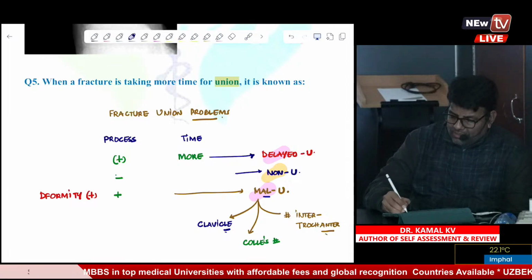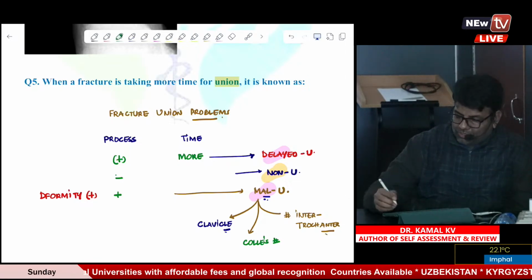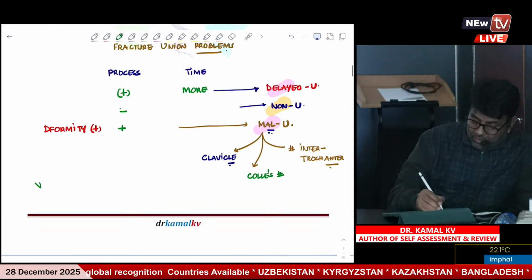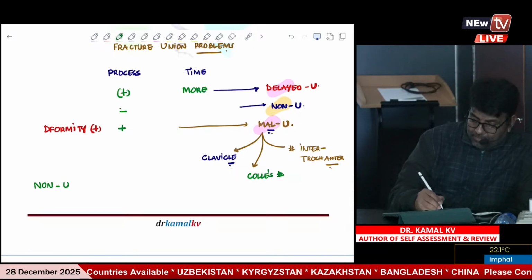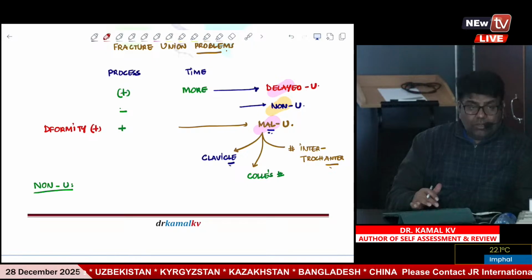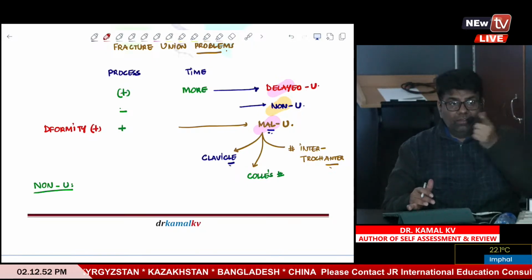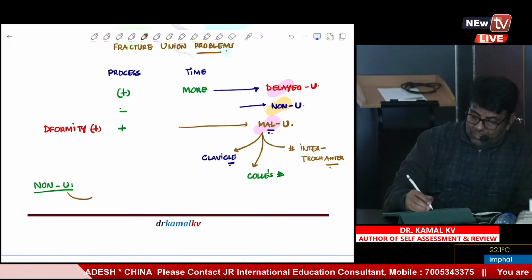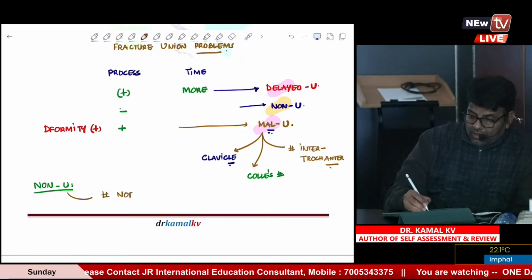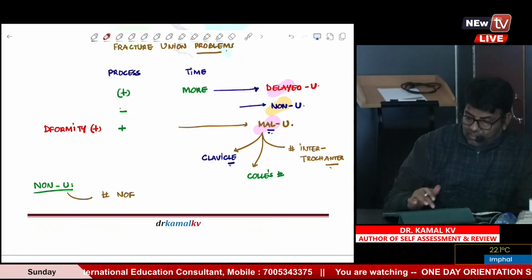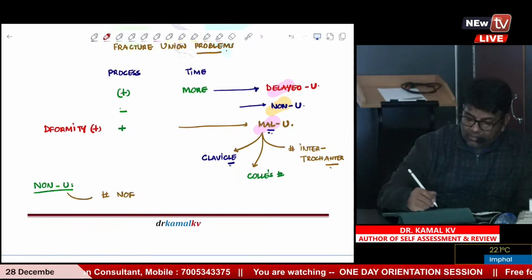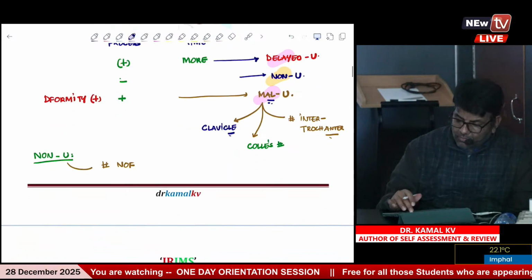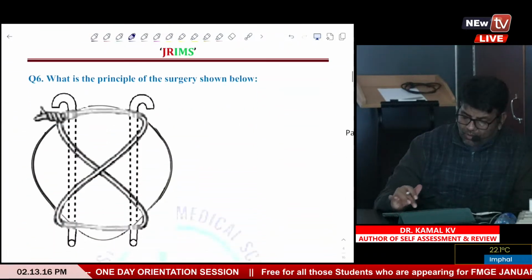So malunion means the bone has joined but in a wrong position. Now can you tell me any two examples where a fracture has a high possibility of going into non-union? And now this is very important, because whenever you see such a case, it should be in your mind that this fracture can complicate into non-union. So one is fracture neck of femur. Okay, that is very important. It can go into non-union. Right? So this is very important. So these are union problems.